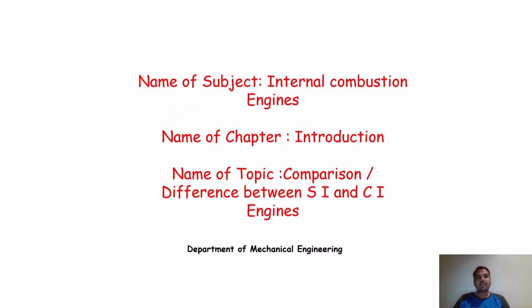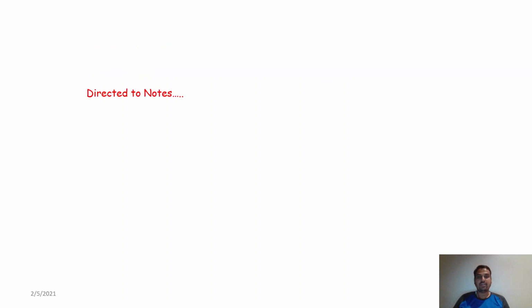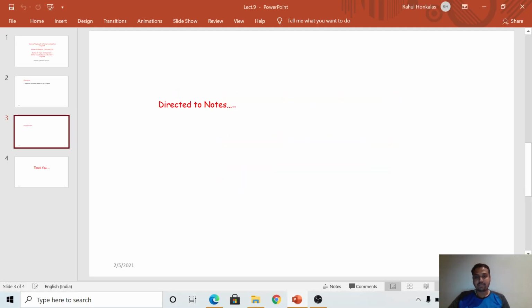Name of subject, internal combustion engines. Name of chapter, introduction. Name of the topic, comparison or difference between SI and CI engines. Contents, comparison or difference between spark ignition and compression ignition engines. Dear friends, to understand this difference, we move to see the notes part.